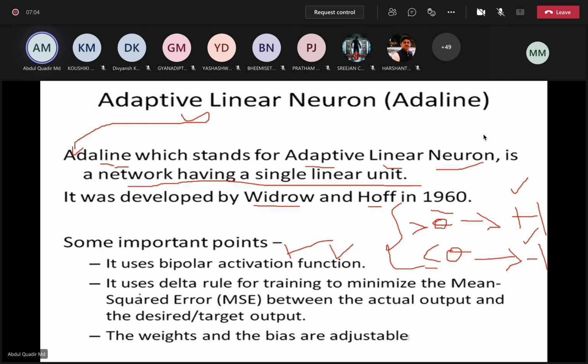Now it uses the delta rule for training to minimize the mean squared error. So we are trying to reduce the error, by using the concept of delta rule, between the actual output and the target output. The weights and the bias are adjustable. We are going to adjust the weights and the bias like how we did for perceptron.